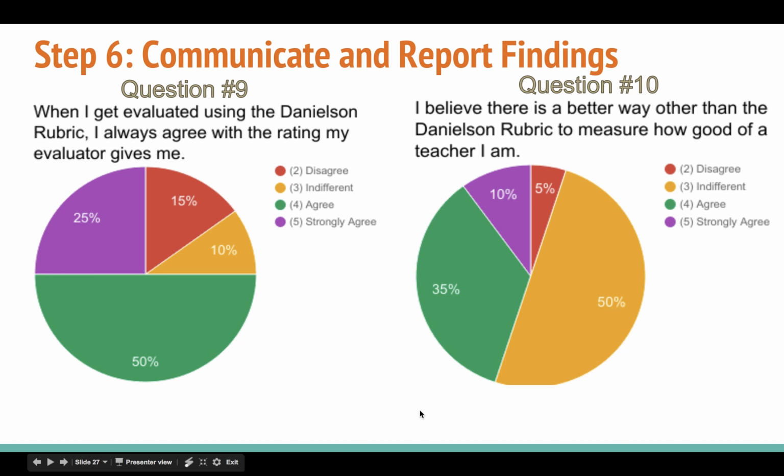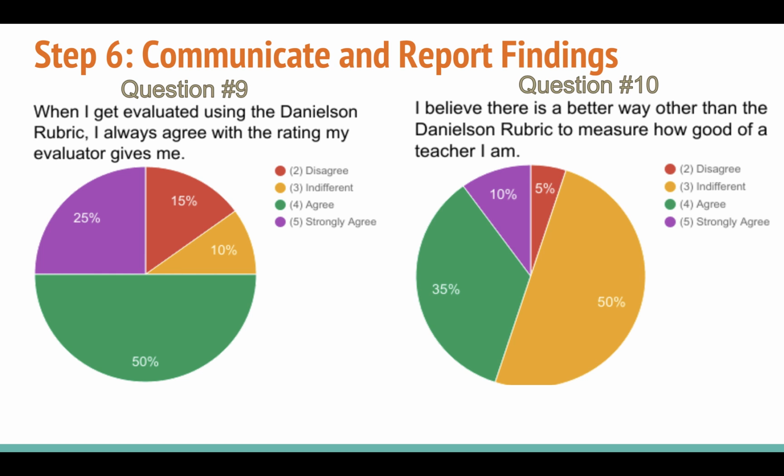So question 9, when I get evaluated using the Danielson rubric, I always agree with the rating my evaluator gives me. So 50% actually agreed with that, which is really good. We had a few disagrees, a few indifferents, and 25% actually strongly agreed with that. So you'll see 75% of the teachers are actually pretty okay with the scores they get from there.